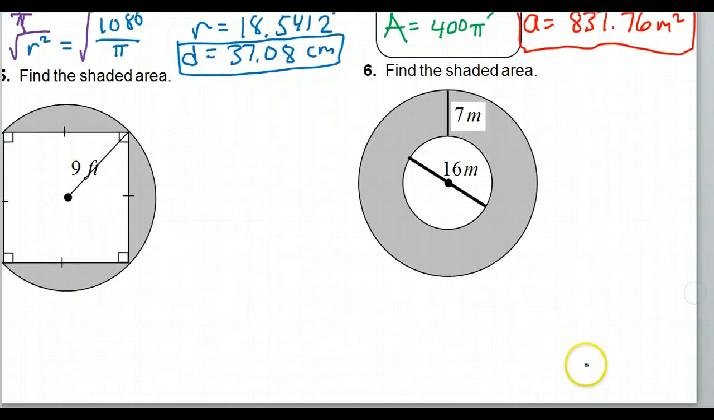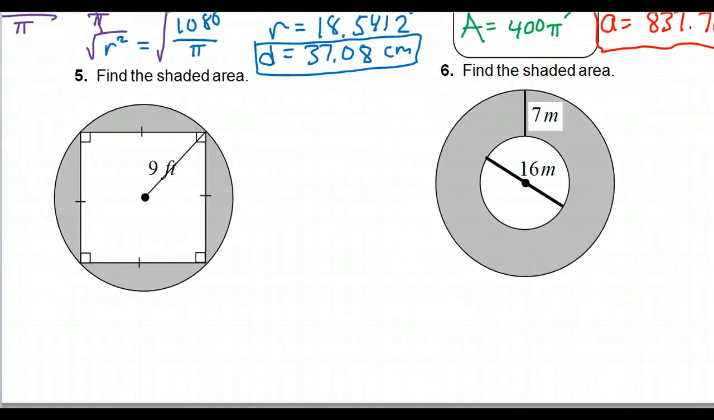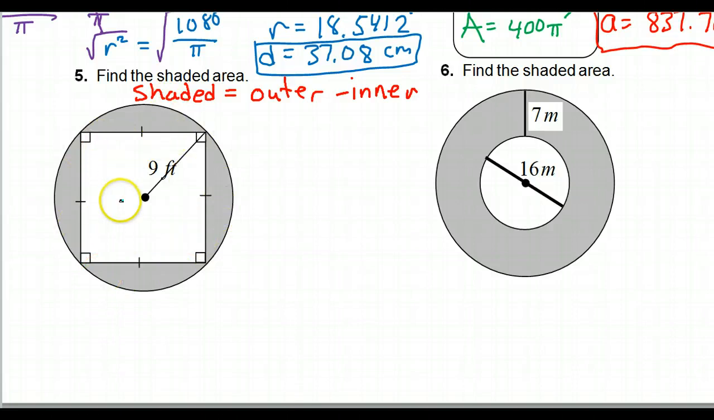Okay, moving on to the last segment of our lesson. Finding the area between two shapes. Now, the key to finding the area between two shapes is this. The shaded area, the space between, is always going to equal the outer shape minus the inner shape. If I have the outer shape and then I subtract the inner shape, sort of like cutting it out with scissors, that should leave the outline.